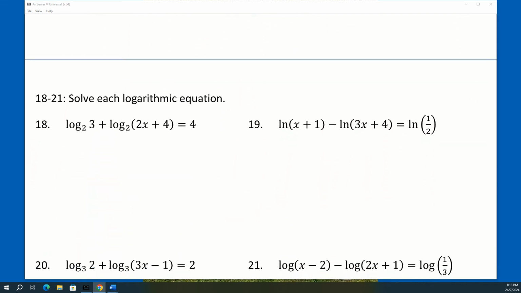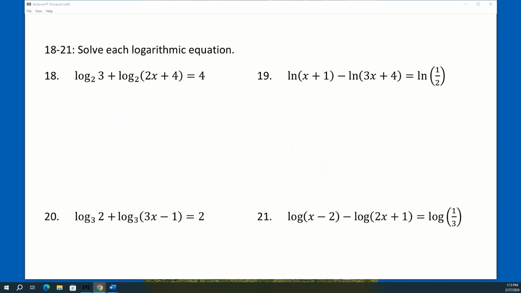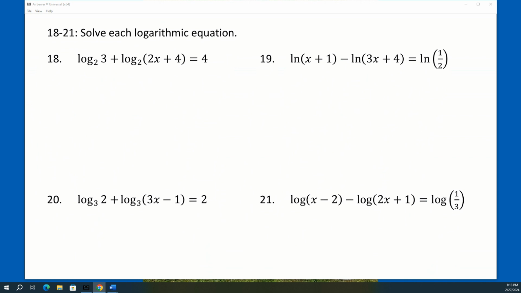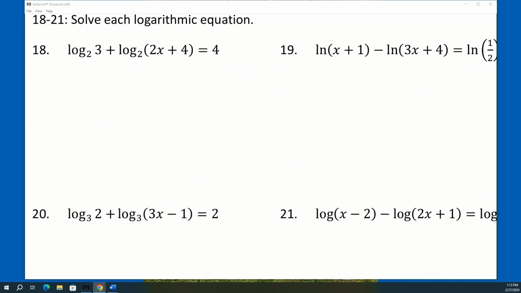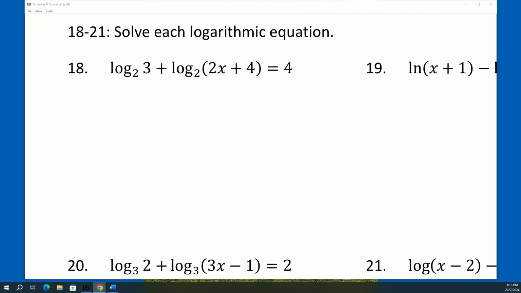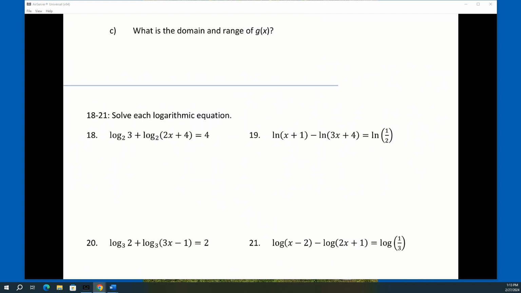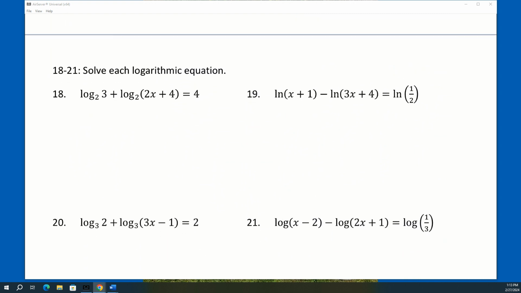All right, so if you guys will turn to page 18, to number 18, please. All right, so 18 through 21 are logarithmic equations that you guys are going to need to solve. And there's two types of logarithmic equations. So it's either a log equals a log or a log equals a number.